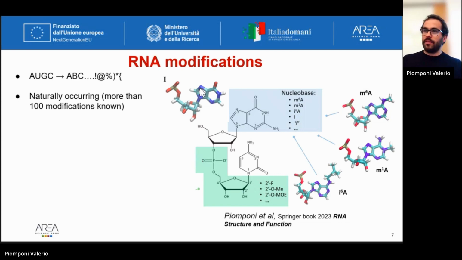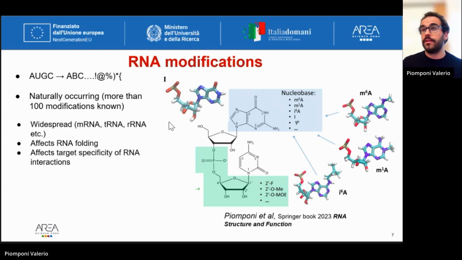There are enzymes that can write these modifications, enzymes that can recognize them, and enzymes that can erase them. The modification consists of a simple biochemical modification of the nucleobase. For example, here we have a methylated adenosine in this position, called m6A. And m1A is another adenosine that is methylated in this other position, and so on. These are just a few examples, but there are more than 100 modifications known to exist in nature. These modifications are widespread in the cells, and they have important functions. They can affect RNA folding, and they can affect the target specificity of RNA interaction.